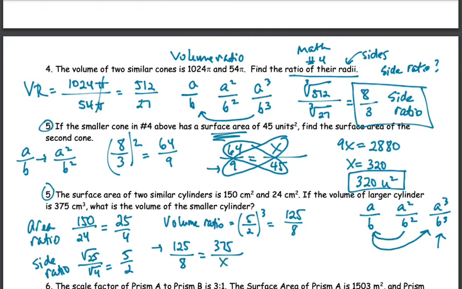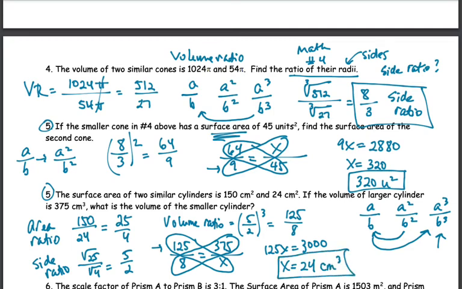Because I have one fraction equal to one fraction, I can cross multiply. So 125x equals what these two cross multiply to be, which is 3,000. Okay, now we can divide by 125 and we get 24. And our units are centimeters cubed. And that's my answer. All right, next one.